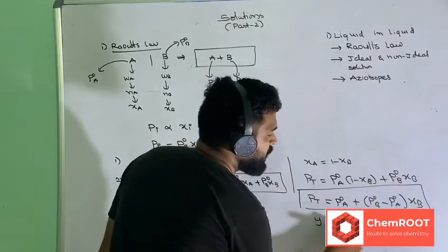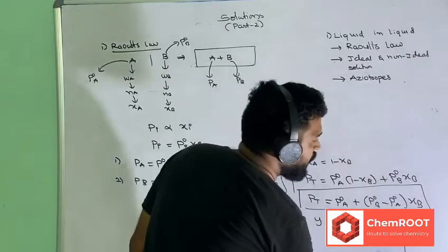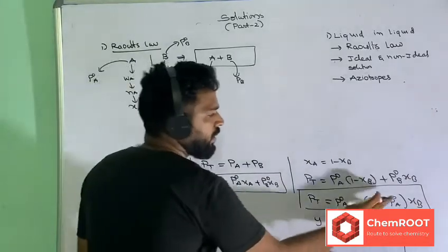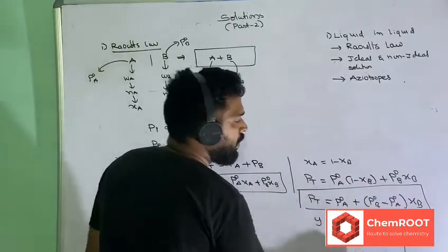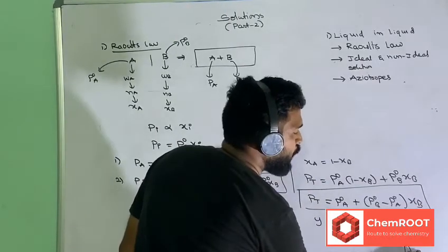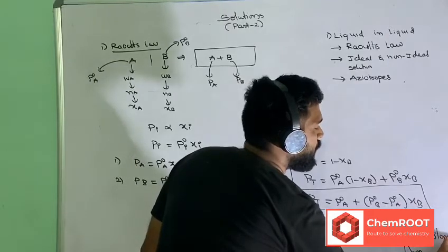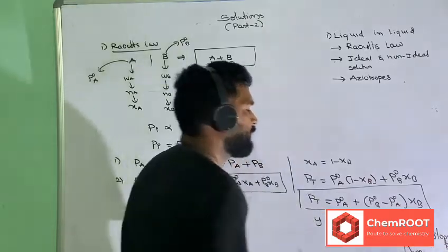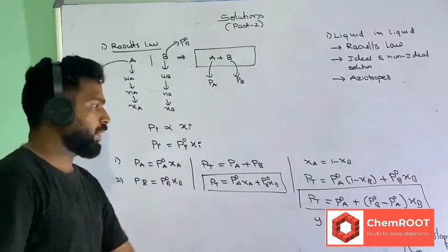And this is like y equals mx plus c. So how will the graph look for this, if you take P_total on the y axis and chi_B on the x axis? You will get a straight line like this. The intercept gives the information about P naught A, and the slope gives the information about P naught B minus P naught A. So that is another expression for finding total pressure.